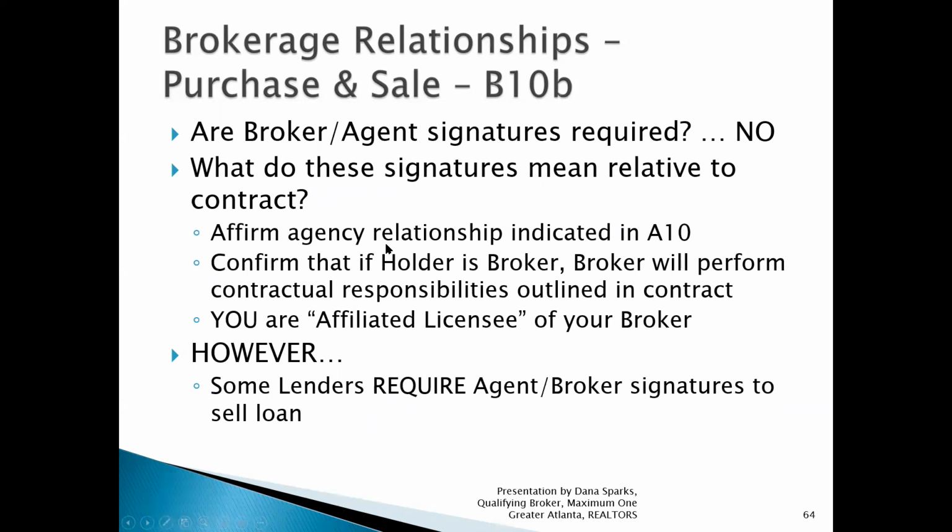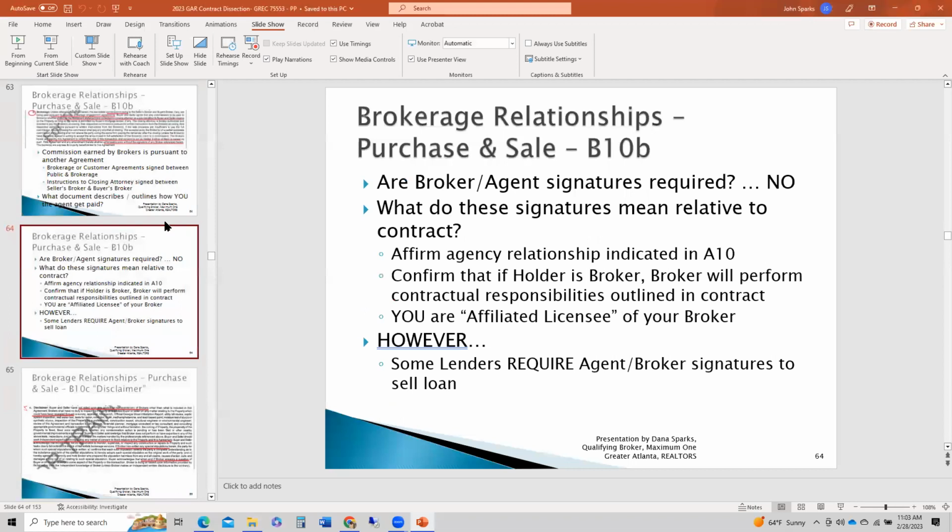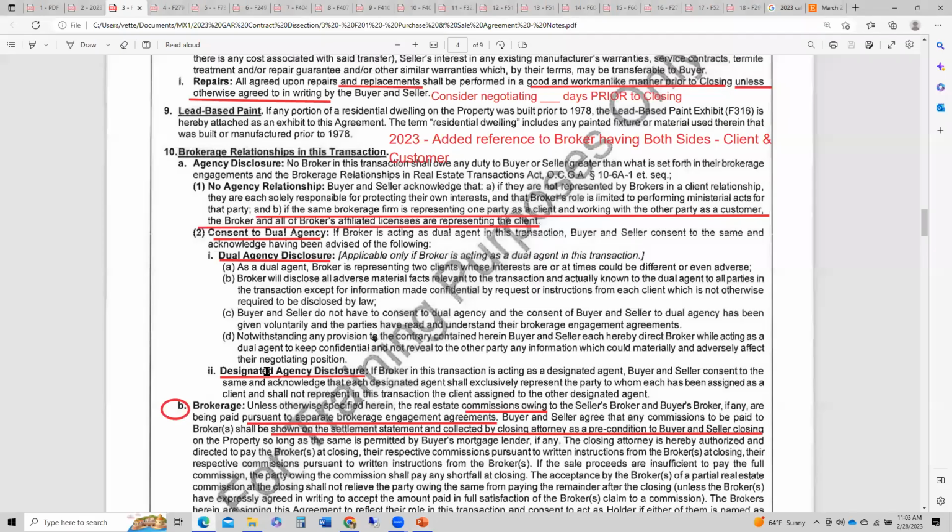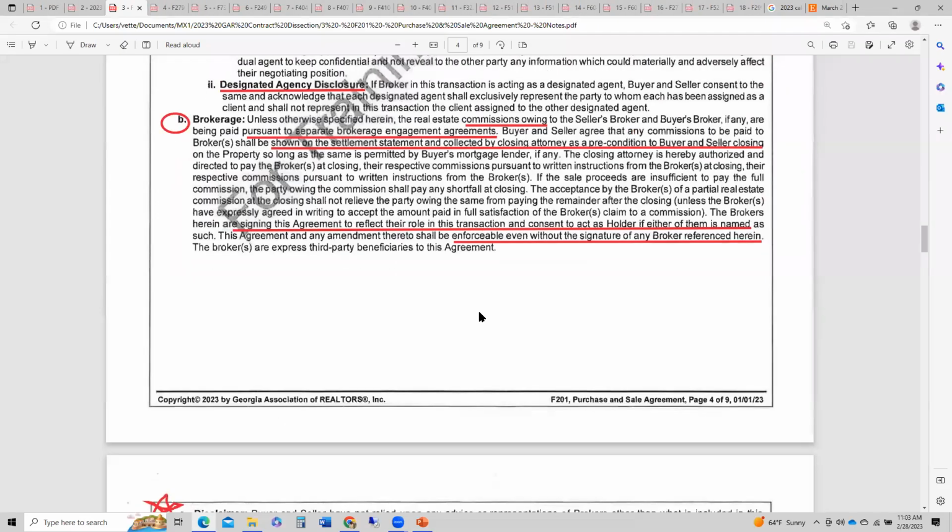So further on in that paragraph, well, let me ask you a question. Are broker and agent signatures required? I've got the answer. The answer is no. So what does it mean when you as an agent sign a contract? Again, you guys don't just trust me blindly. I love that you do, but what have I said? Instructions. Let's see, what are you talking about, Dana? Why are you saying that? Here is where it is in the instructions.